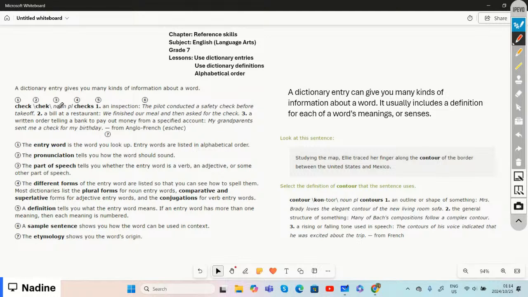So now, when it comes once again to a dictionary, we said a dictionary can give you many kinds of information about a specific word, even meanings that we didn't even know of. We can find all of that in a dictionary. And within a dictionary entry, it usually includes a definition for each of a word's meanings or senses.